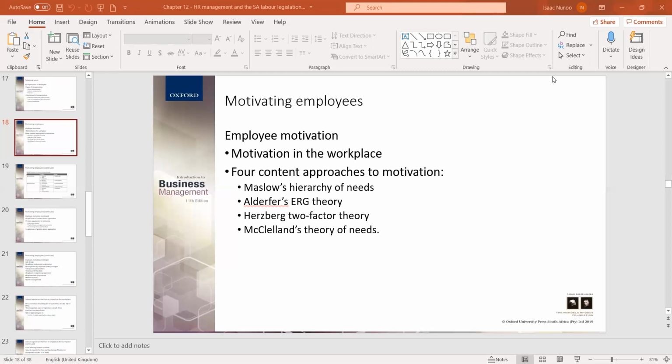The safety and security needs include protection from physical and emotional harm, so the person is able to have a desired environment where the person feels protected. Then when the person feels that need is satisfied, the person moves to the affiliation needs, where the person has a sense of belonging: the need for friendship, love and affection, and acceptance by peers.